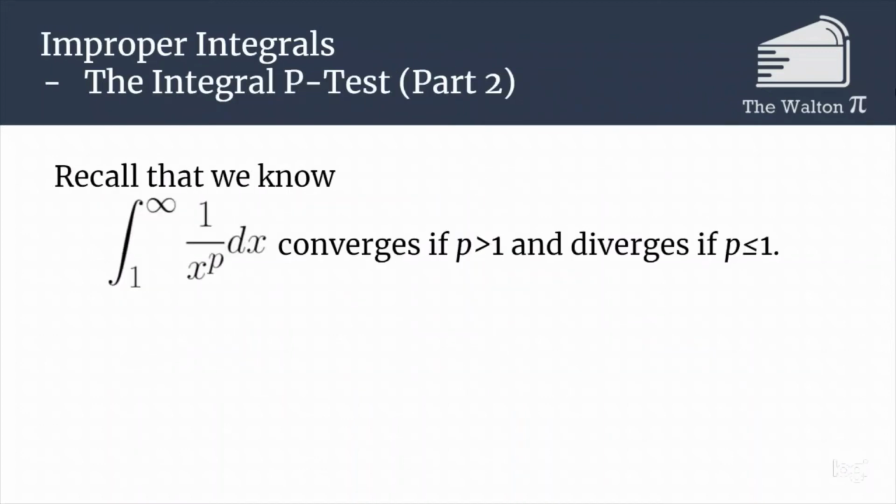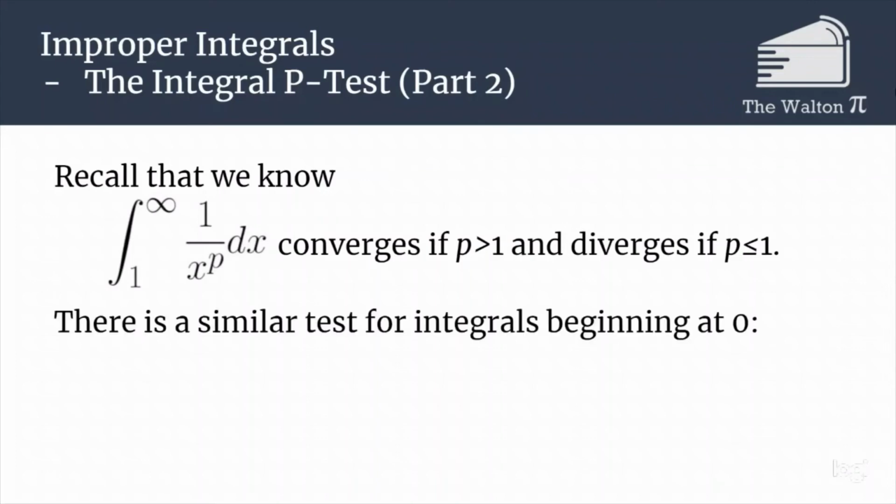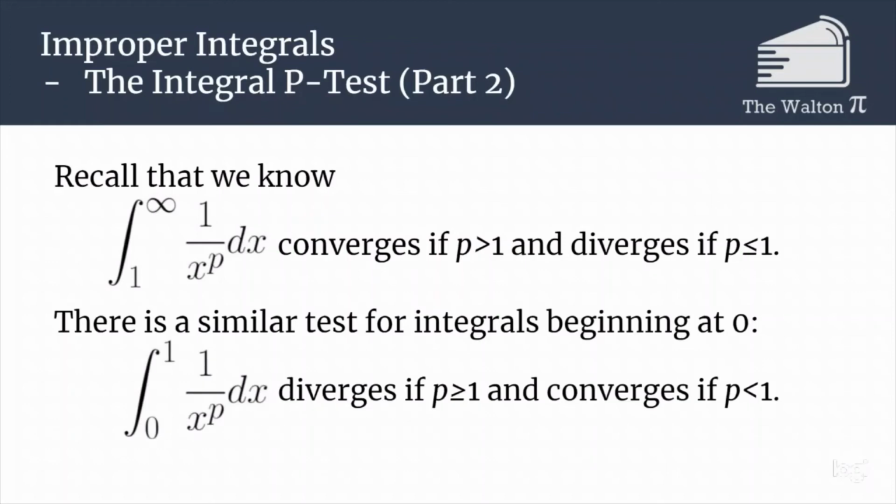So remember we had our integral p-test when we were doing the integral from 1 to infinity of 1 over x to the p. That converges if p is bigger than 1 and diverges if p is less than or equal to 1. There's a similar test for integrals beginning at 0. The integral from 0 to 1 of 1 over x to the p will diverge if p is greater than or equal to 1, and it'll converge if p is less than 1. So notice both cases have it diverge when p is equal to 1, but then the other cases are going to be opposite depending on which situation we're dealing with.